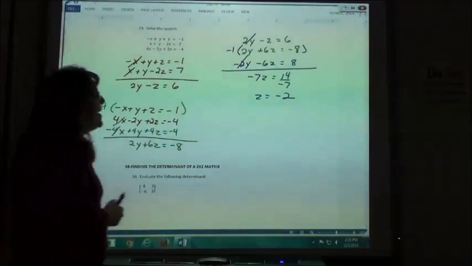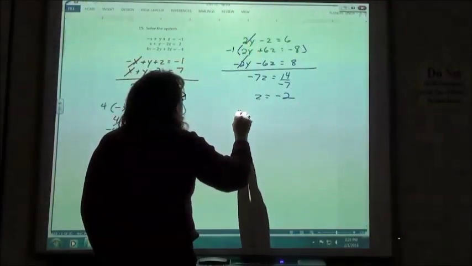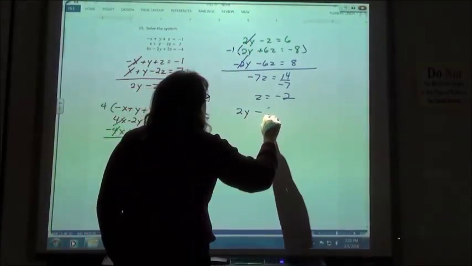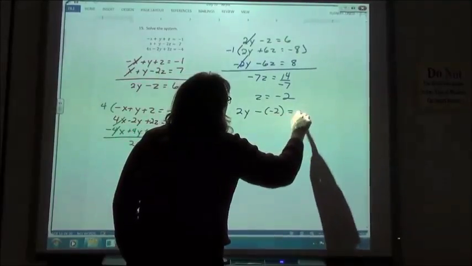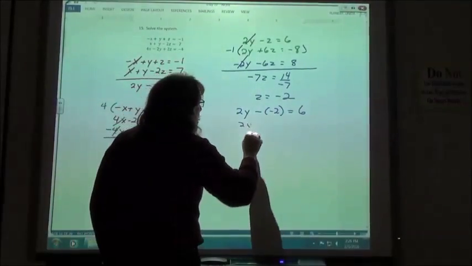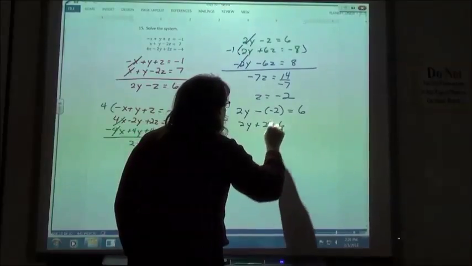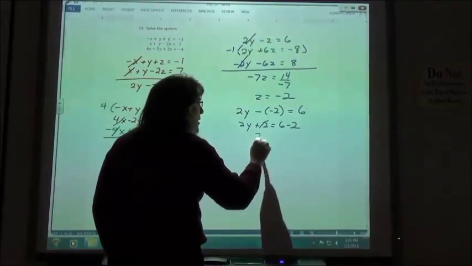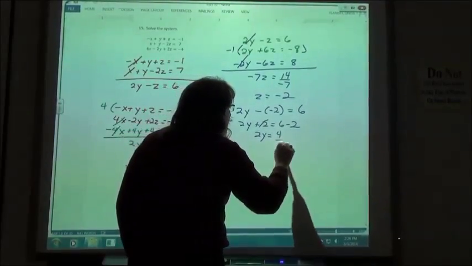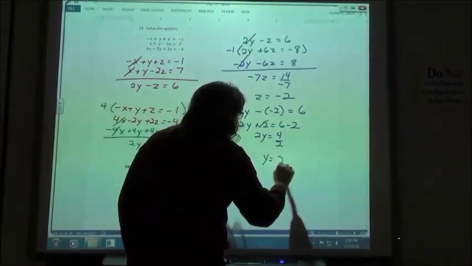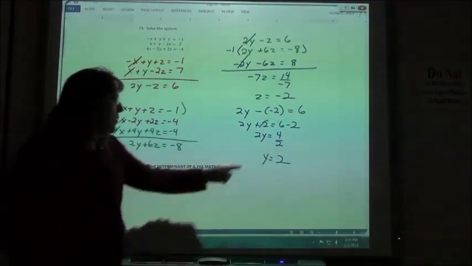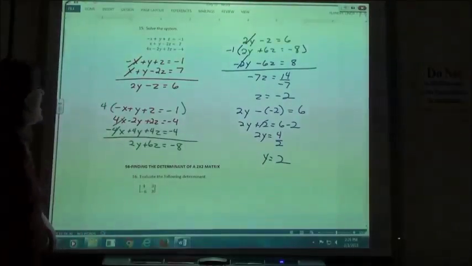I found my z. I want to find my y. So 2y minus my negative 2 should equal 6. 2y plus 2 equals 6. If I subtract my 2, 2y equals 4. Dividing by 2, y equals 2. So I found y and z. I want to find x.